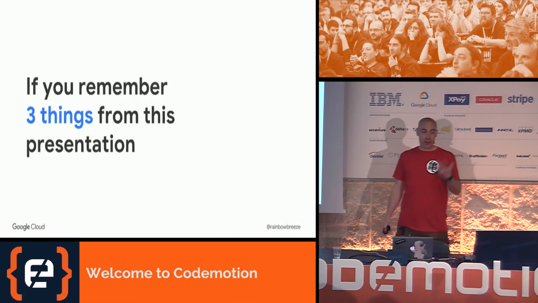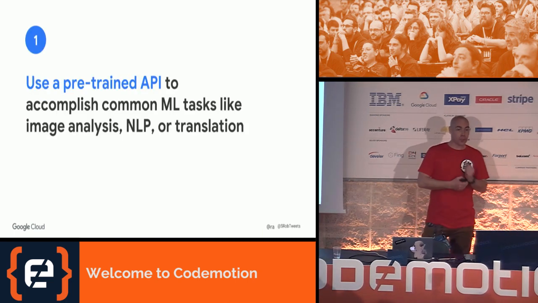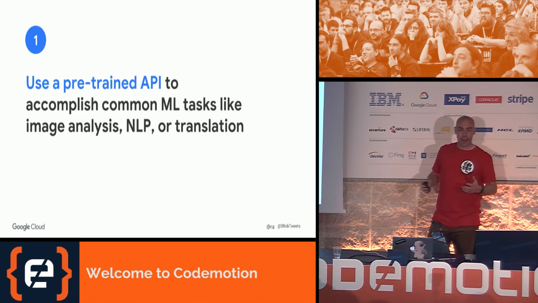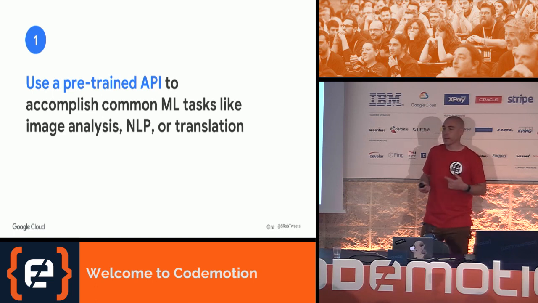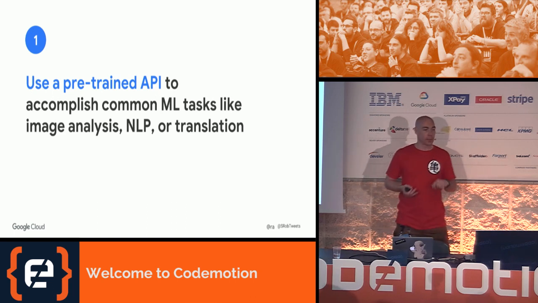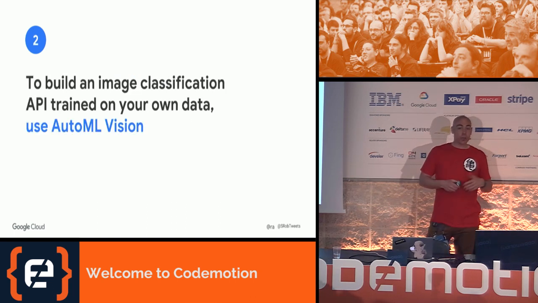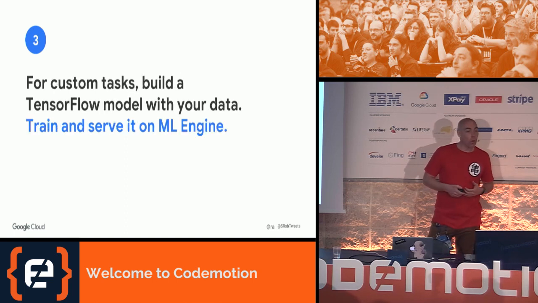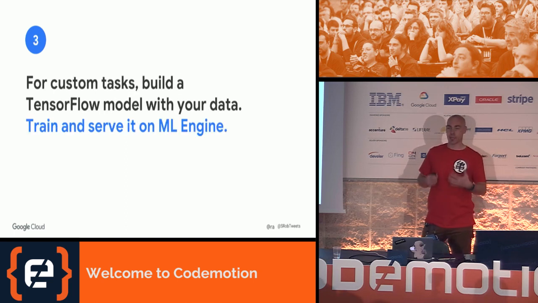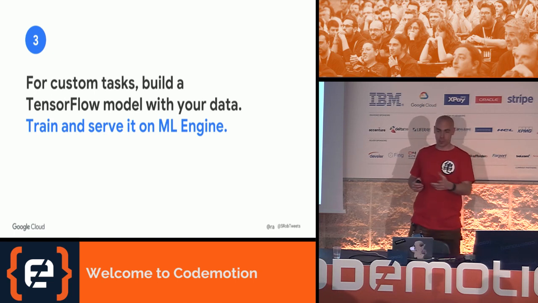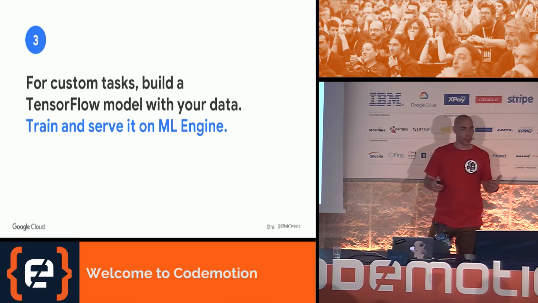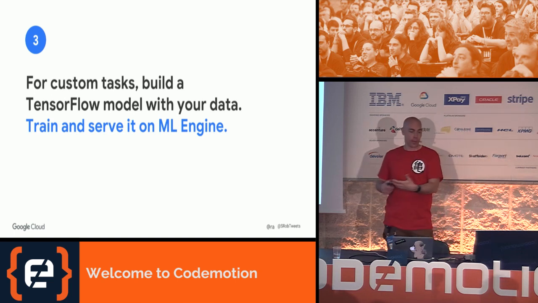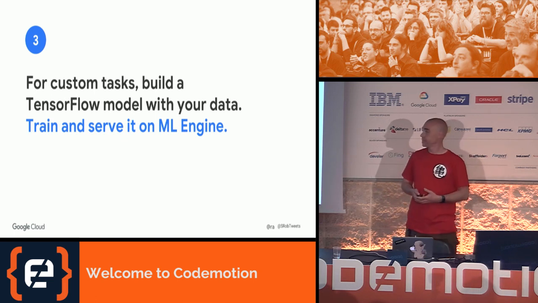Just to wrap up, three things to remember from this talk. The first one is that you can use a pre-trained API to accomplish common machine learning tasks like categorization, NLP, translation, and so on. You can build your own image classification algorithm based on AutoML Vision. Or if you have a very complex, very deep custom task, you can build your own model using TensorFlow, training it and using it on Cloud Machine Learning Engine.